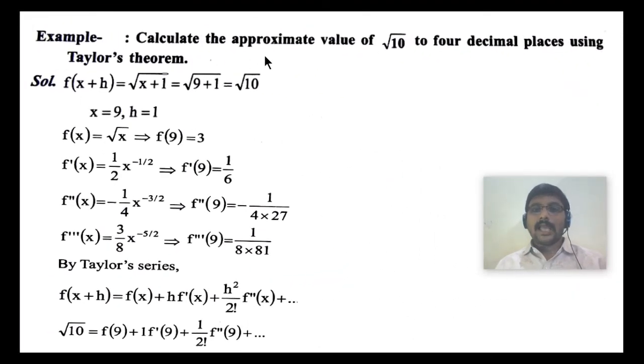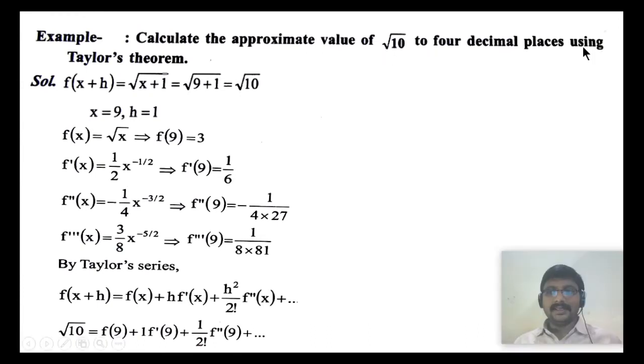Now calculate the approximate value of root 10 to 4 decimal places using Taylor's theorem. So we have f of x plus h, which is defined as square root of x plus 1. But what is x here? x is to be taken as 9. 9 plus 1 is 10. So root of x plus 1 is root 10.